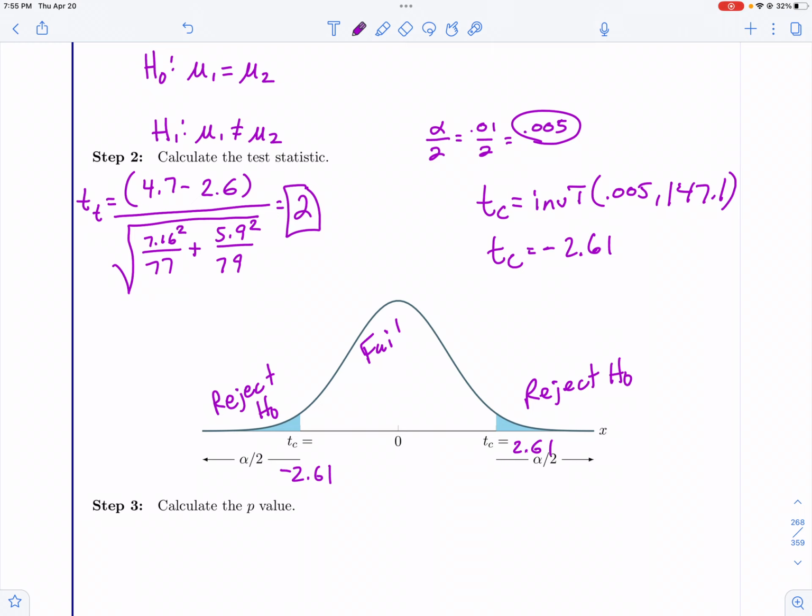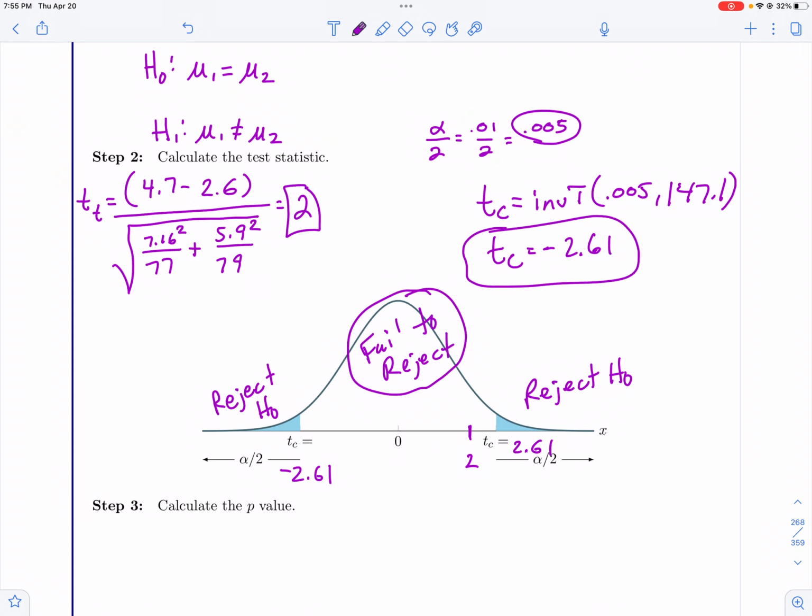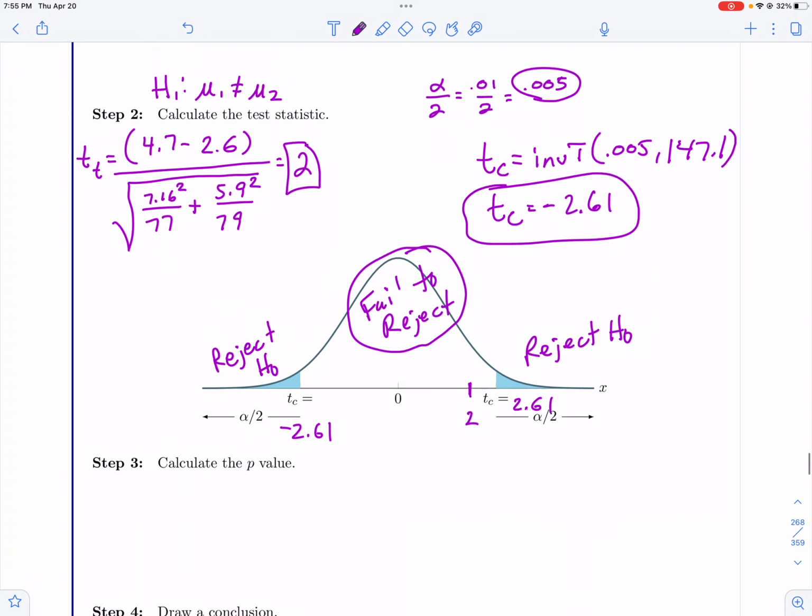And we're going to fail to reject if it's in the white. And since this is a positive 2, it's going to be around that area. So it's a little to the left of our comparison score. So it looks like we are going to fail to reject for this one. All right, so let's check our p-value just to confirm that's actually the case.